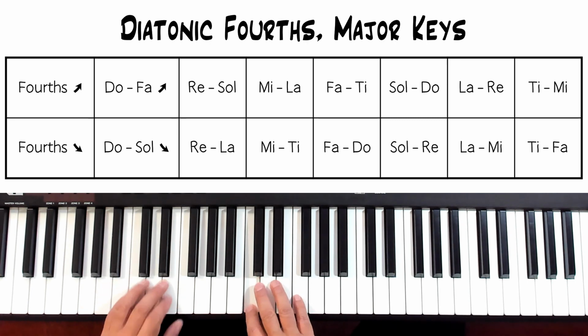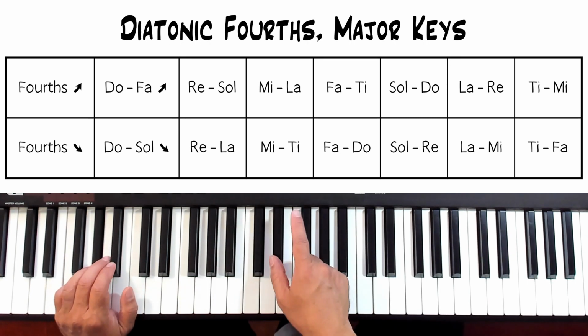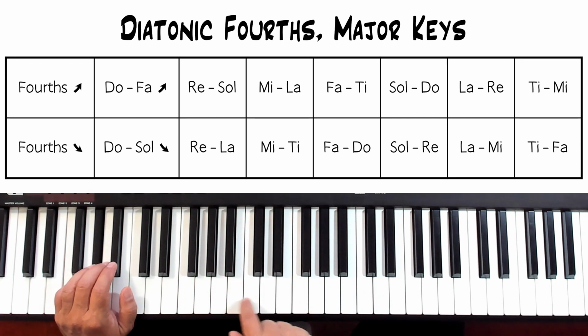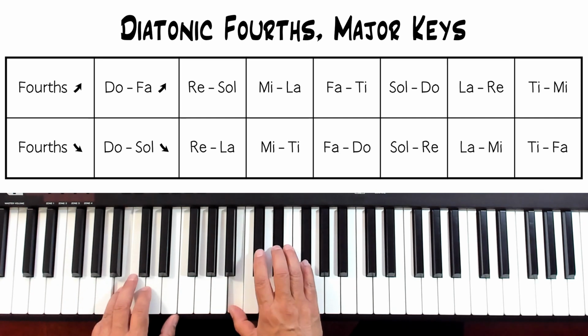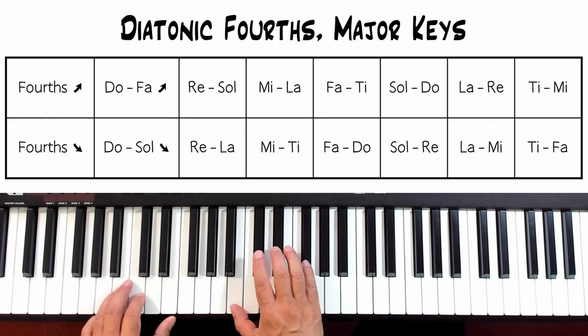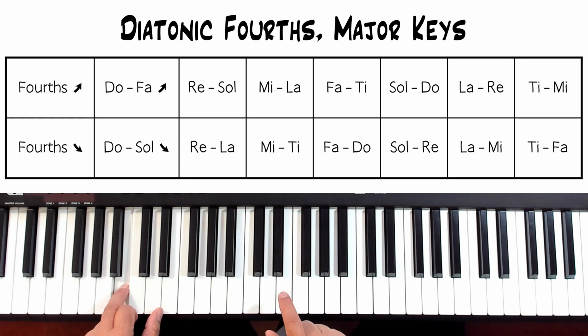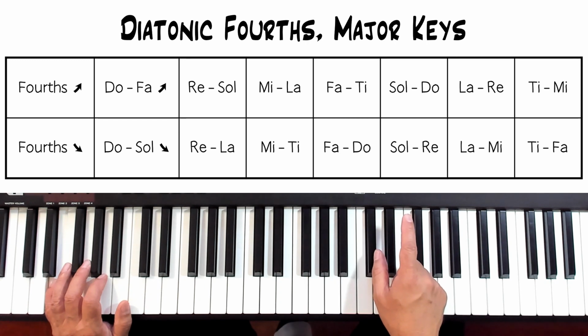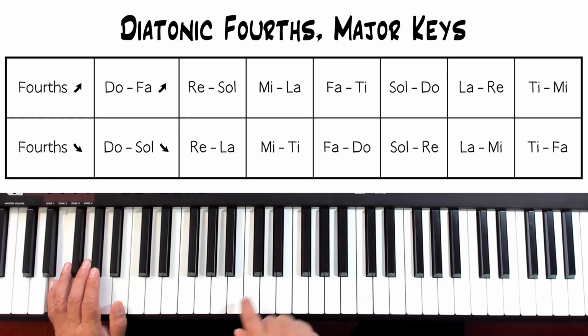And let's go to the next one. Let's go to A flat. We're gonna sing mi, ti, descending. Mi, ti. And let's move on. Let's go to the key of B. And we're gonna sing fa, do, descending. Fa, do. Moving on, let's go to the key of E. We're gonna sing sol, re. Sol, re.